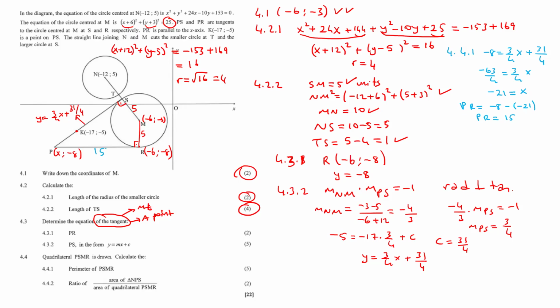After you find PR is equal to 15 units, this side will be 15 units as well. PS also 15 units. Why? Because tangents from the same point. Same point. Okay. So that's going to be 15 as well. So perimeter will be 15 times 2 plus 5 times 2, which is equal to 40 units. Okay. Is there any questions? Is everyone okay?